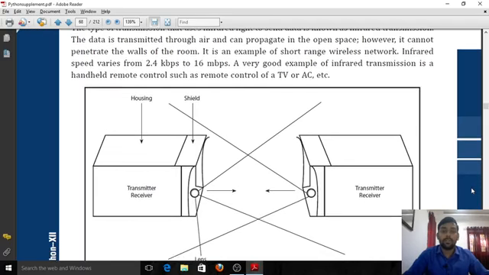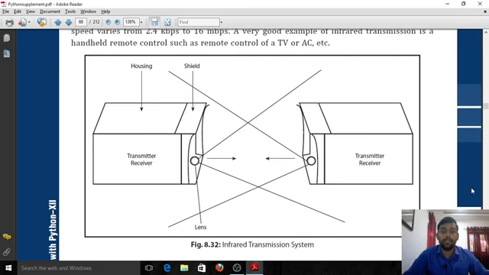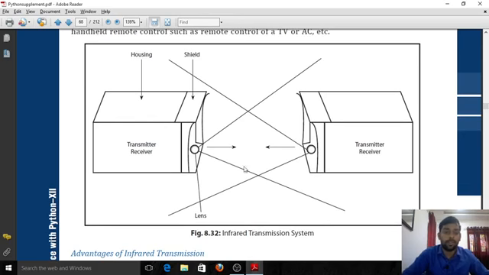The data rate is 2.4 kbps to 16 Mbps. Examples are TV remotes and ACs. You can see the transmitter, receiver, and transceiver here; here also transmitter and receiver.